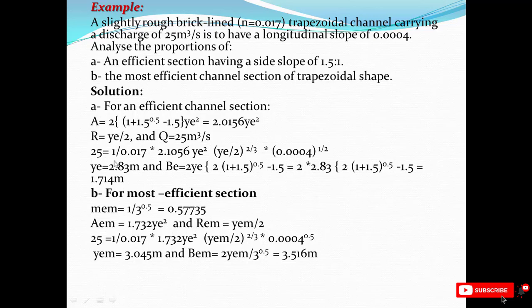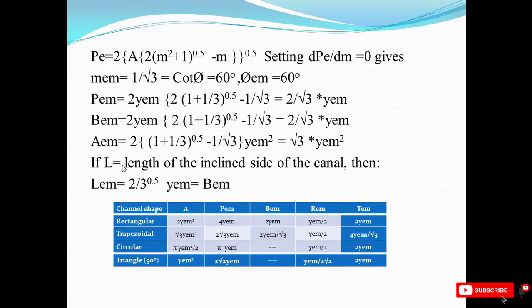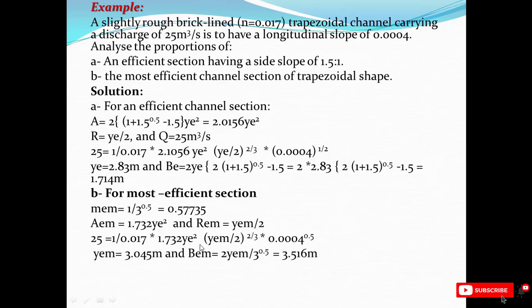You have Q, find y in this equation. When we find y, we can find b. Okay, this is the proportion. Y and b are required in this case. In the second one, most efficient, we said that we have a relation for A, P, and R. Using this relation and putting it in the equation, find also y and then b.